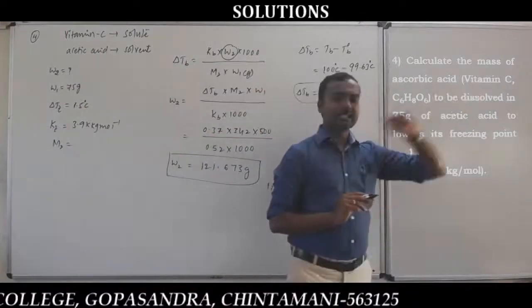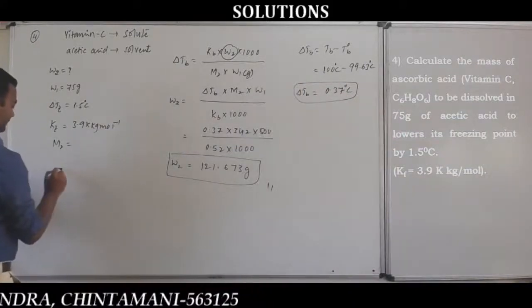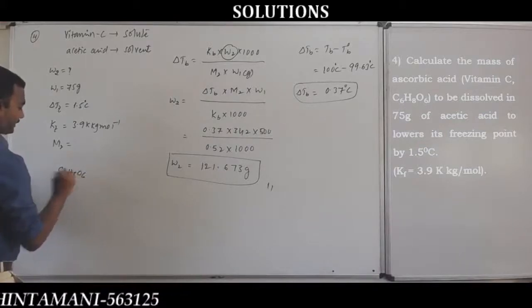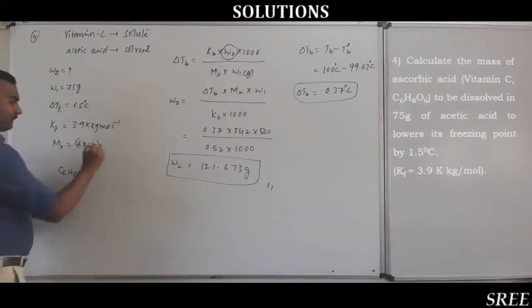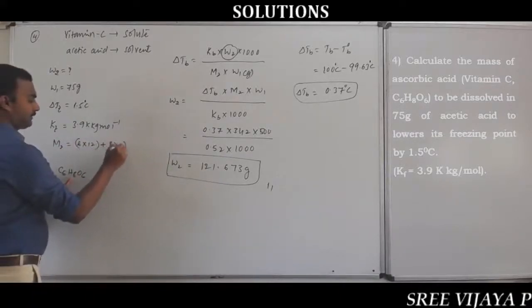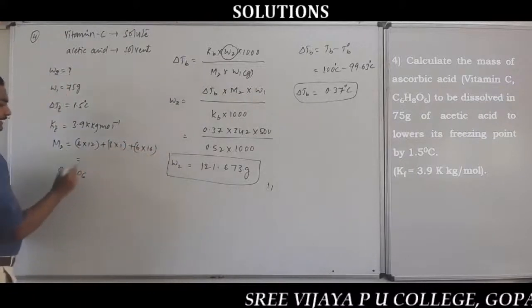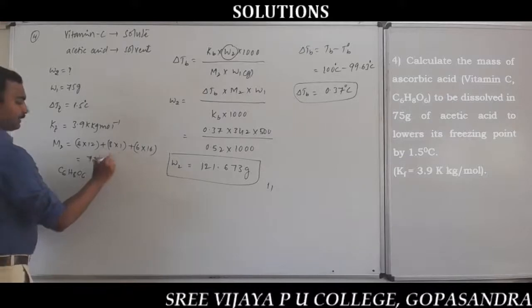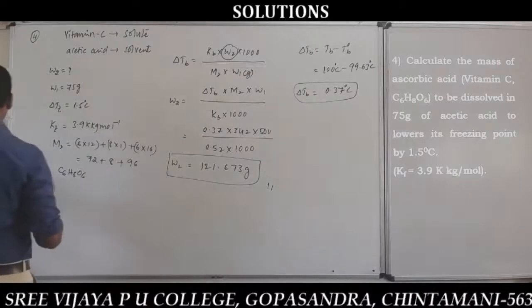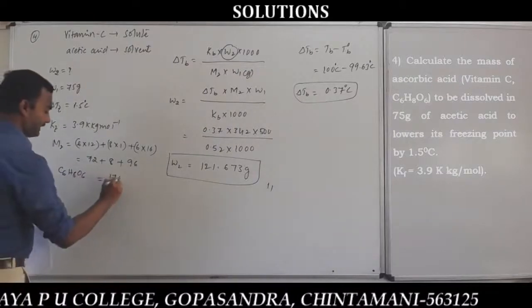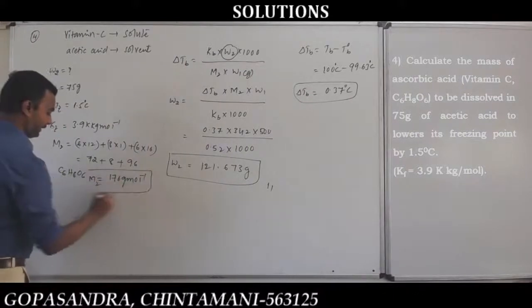M2 is the molar mass of the solute. In the given problem, vitamin C is the solute, and its formula is C6H8O6. So let's calculate: 6 into atomic mass of carbon, that is 12, plus 8 into atomic mass of hydrogen, 1, plus 6 into atomic mass of oxygen, 16. That is equal to 72 plus 8 plus 96, so the total value is 176 gram per mole, the molar mass of the solute here.